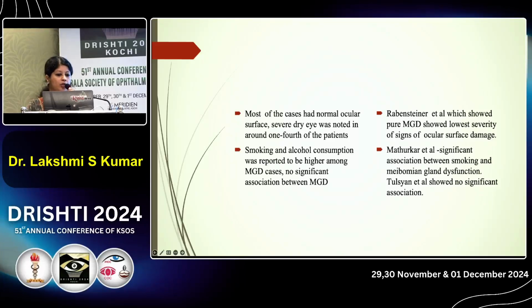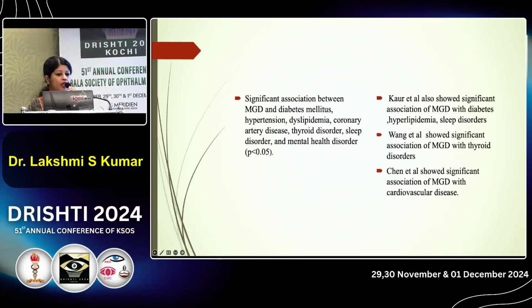Smoking and alcohol consumption were reported to be higher among MGD cases, but no significant association was noted in my study. Mathurkar et al. showed a significant association between smoking and meibomian gland dysfunction, while Tulasian et al. showed no significant association. Significant association between MGD and diabetes, hypertension, dyslipidemia, CAD, thyroid disorder, sleep disorder, and mental health disorder was noted. Kaur et al. showed significant association with diabetes, hyperlipidemia, and sleep disorders. Wang et al. showed association with thyroid disorder, and Shen et al. showed significant association with cardiovascular disease.